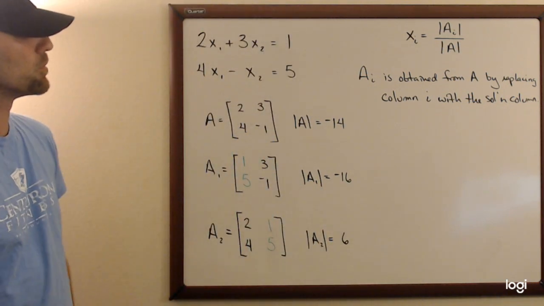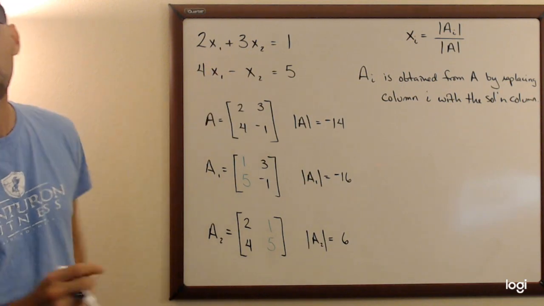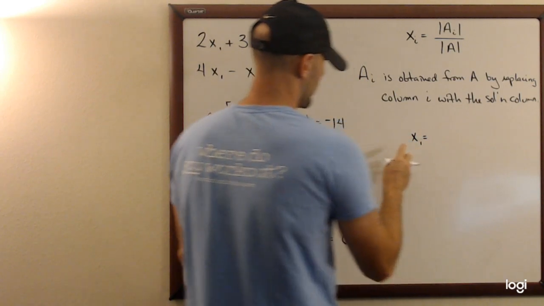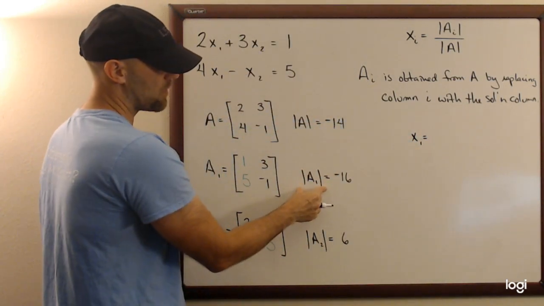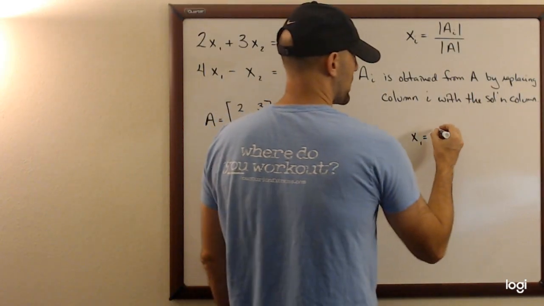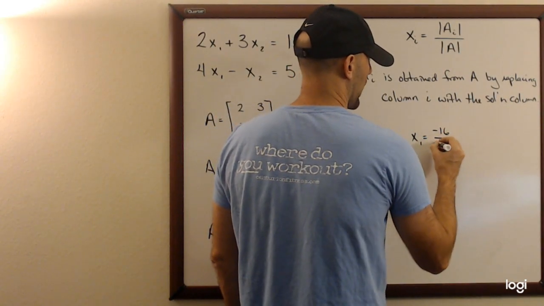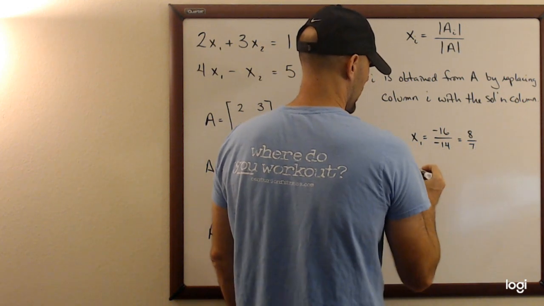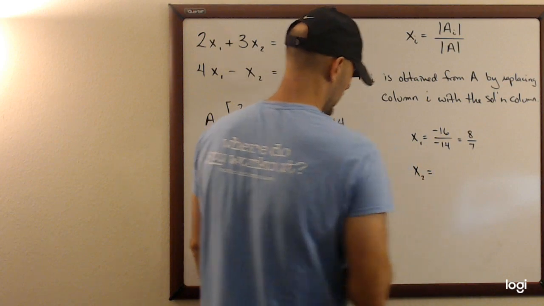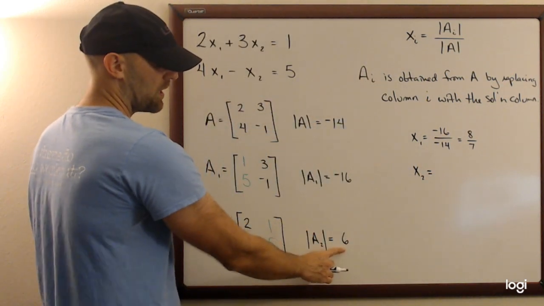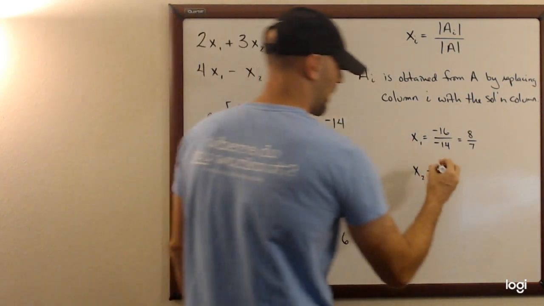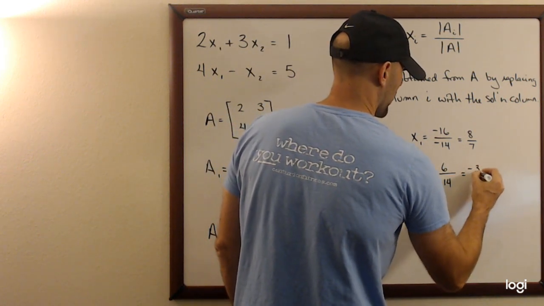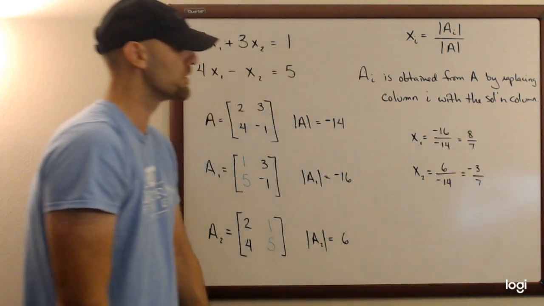And here's what Cramer's rule says. Cramer's rule says that the solution to this particular system is x1 equals the determinant of A sub 1 divided by the determinant of A. So in this particular case, negative 16 divided by negative 14, that's 8/7. And x sub 2 is the determinant of A sub 2, here 6, divided by the determinant of A. So 6 over negative 14, or negative 3/7. There you go. There's the solution of my system.